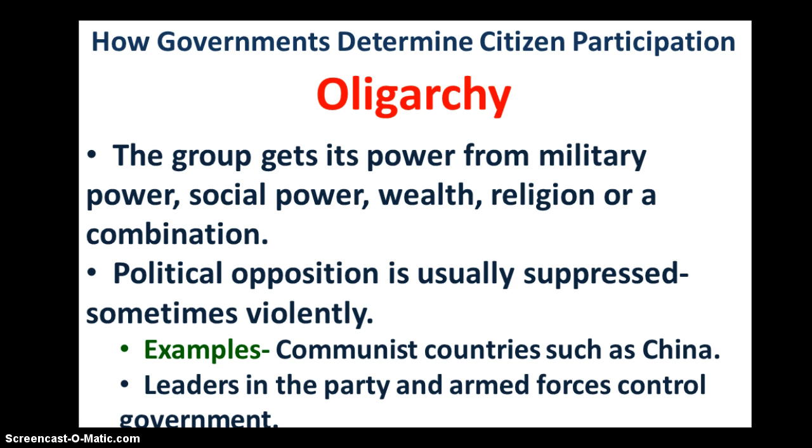Now, examples of this are communist countries such as China. There's not one single leader in China. That's a group of people, and it is for selfish reasons. They do things selfishly and not necessarily for the people. They limit what people can and can't do. A lot of times, if there's political opposition, they would be jailed or even put to death.